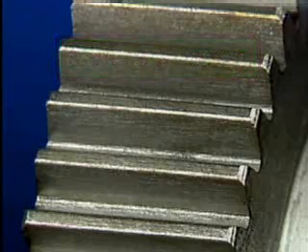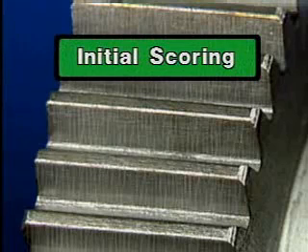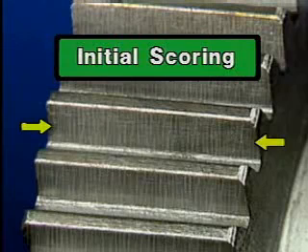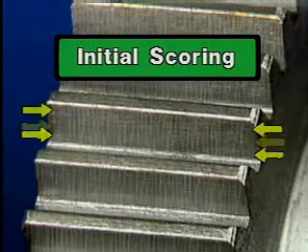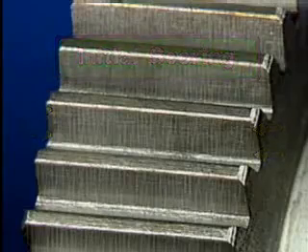Let's take a look. Initial scoring appears as a fine etched pattern on the surface of a gear tooth. If the scoring has been occurring for only a short time, it begins as a band along the middle of each tooth and works its way out towards the top and bottom of the gear tooth. As we said before, initial scoring is usually associated with a lubrication problem. If initial scoring is found soon enough, it can generally be stopped by fixing the lubrication problem.